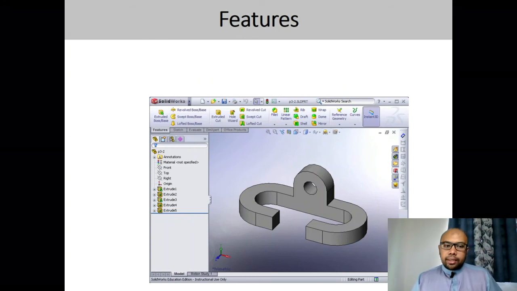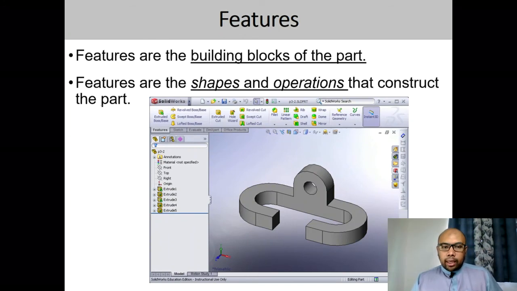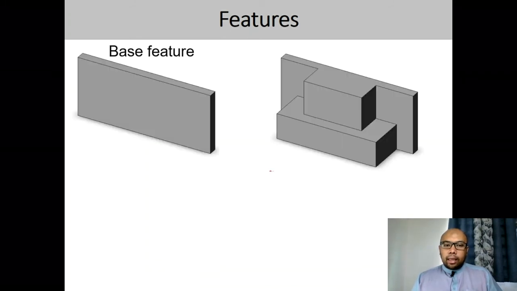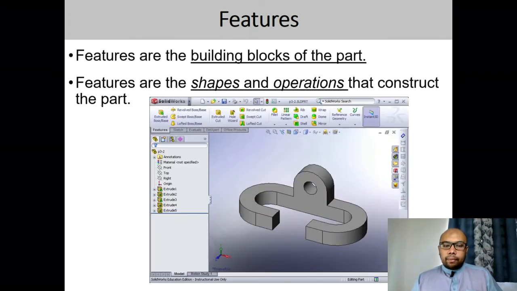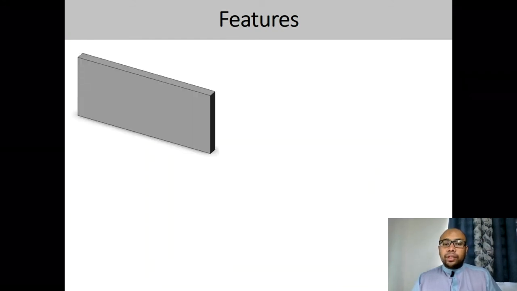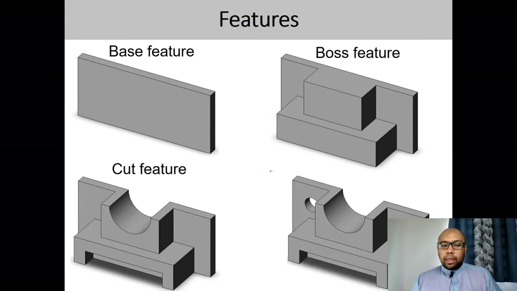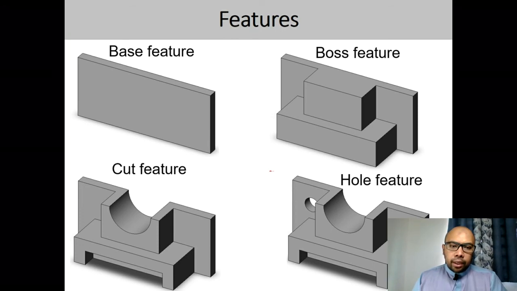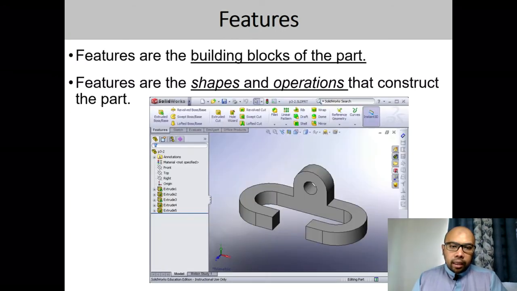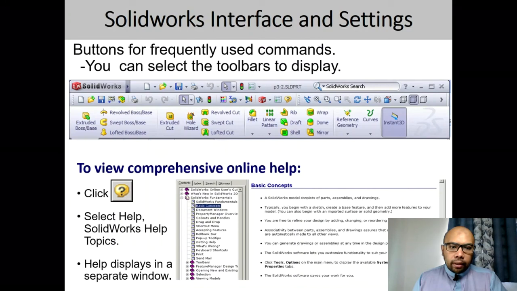Here some of the features. Maybe you can refer to my slide later. Before I explain this, I give you some common features in SolidWorks drawings. This base feature, boss, hole, cut features, you can find it here. I give you example. Boss, revolve, sweep, lofted, extruded, and others.